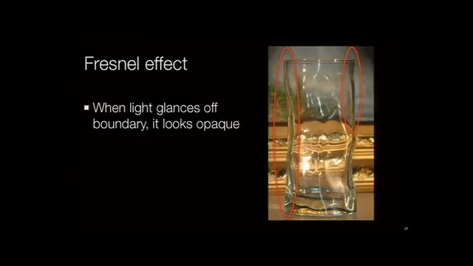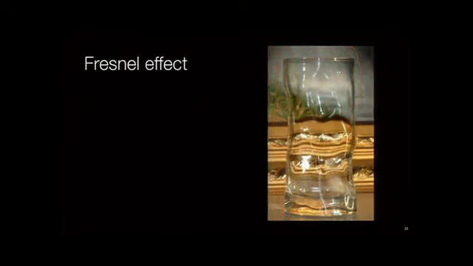When you look at a transparent object, its boundary looks opaque. It's because the light at the boundary region is glanced off and cannot enter your eyes, so it looks opaque to you. This effect is called the Fresnel effect. Without the Fresnel effect, the transparent object doesn't look solid.